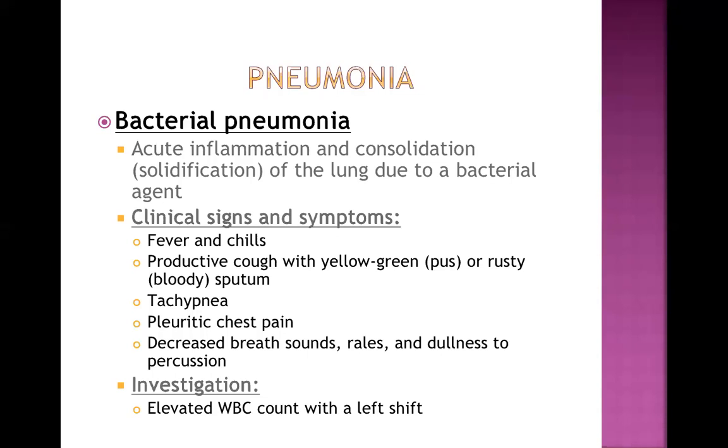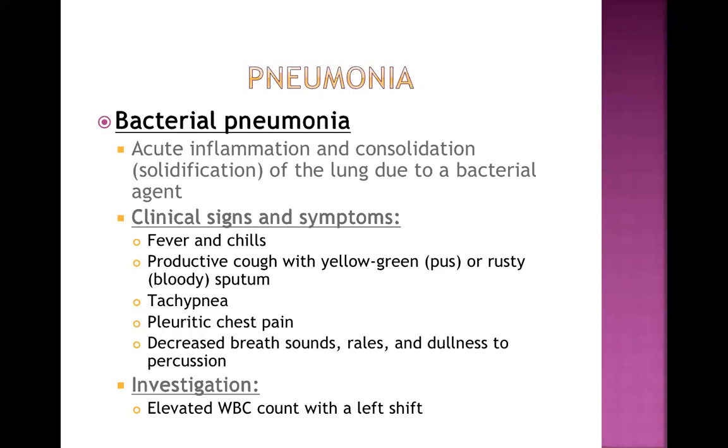Tachypnea means faster breathing or faster respiratory rate. Normally, an adult has a respiration of 16 to 18 per minute. If somebody is breathing more than 18 per minute, it is called tachypnea. It's a very, very common feature of pneumonia.